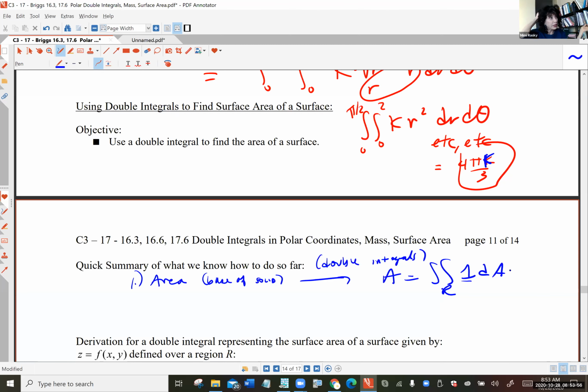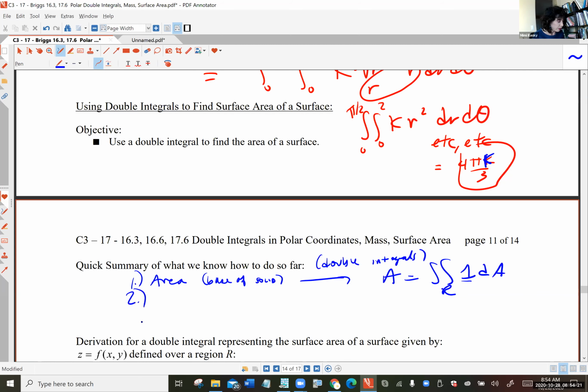And your area element in rectangular could be one of two choices, dy dx or dx dy. And if you're doing area in polar coordinates, then your area element is typically r dr d theta. Usually we don't flip the dr d theta to d theta dr. I'm not going to give you any switch the order of integration problems in polar, thank goodness, because that could get tricky to try to figure out your theta in terms of r.